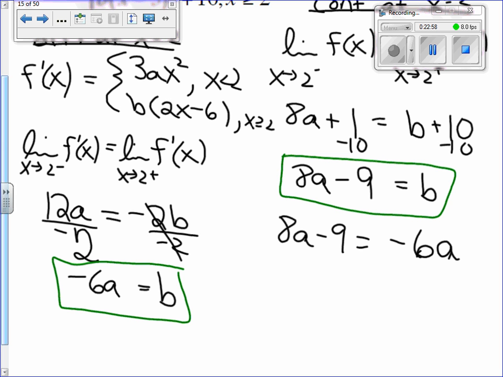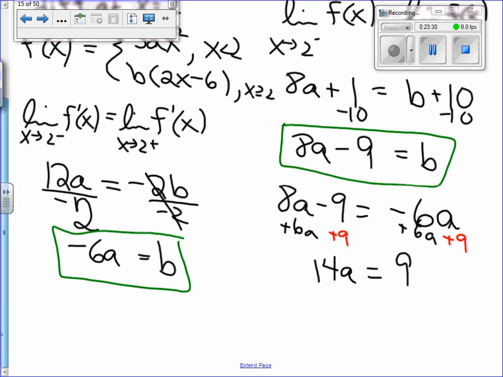So what do we get? Let's see. What would you do next? Add 6a? Oh, let's add 6a to both sides. I like that. And at the same time, because we're multitaskers, as we added 6a to both sides, what else should we do to both sides? Add 9, right? We can do two things at once. We can handle it. So we have 14a equals 9. 9/14. Love it. So that's what a equals. a equals 9/14.